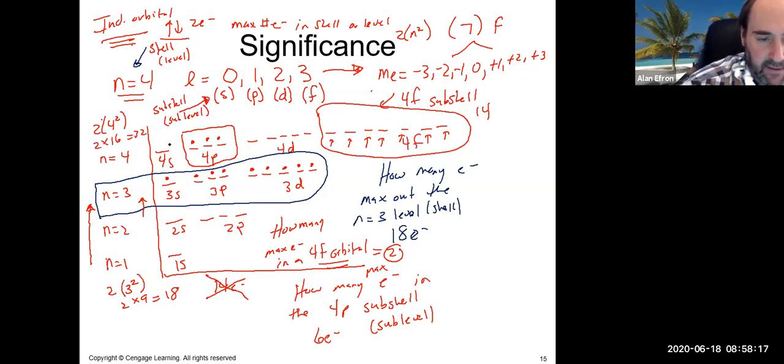If you filled up every single orbital on this energy level with 2 electrons, you would max out at the 32 electrons here. So that's just a quick way that you can calculate how many electrons you need to fill up a shell, or the entire level in that case. Any questions on that?